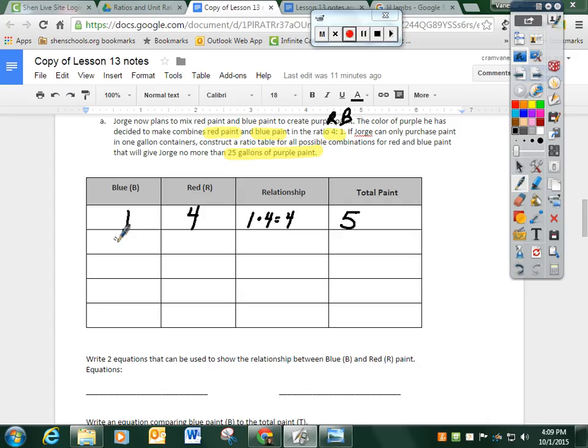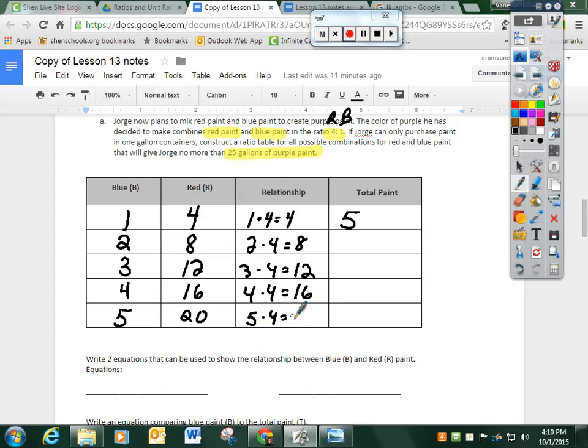Okay, the next one, if you skip count here on the blue paint, we're skip counting by ones with the additive structure. This one, we're going to skip count by 4s for the additive structure. Okay, and we're going to double check. 2 times 4 does give you 8. 3 times 4 does give you 12. 4 times 4 does give you 16. And 5 times 4 does give you 20.